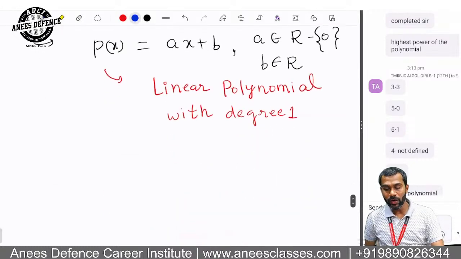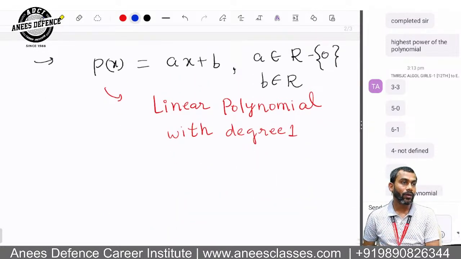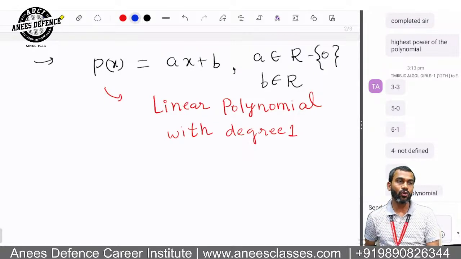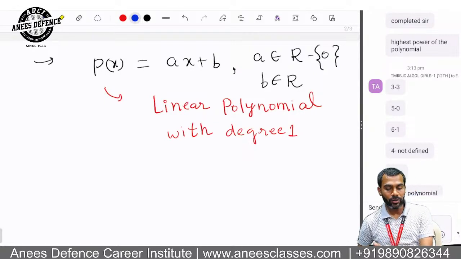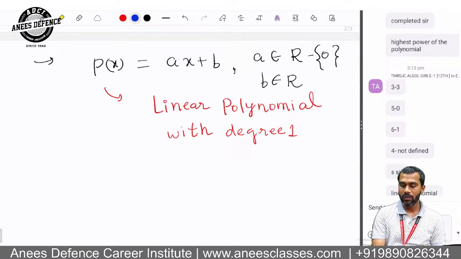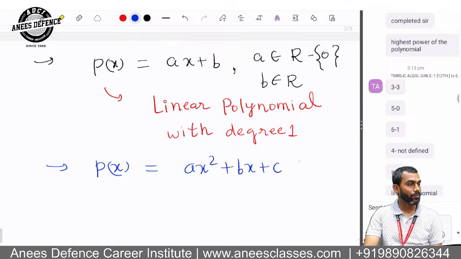Okay. Now what about linear, meaning degree 1? A should not be 0 here. Why? Because if A becomes 0, then it becomes constant polynomial. Yes or no? So for this polynomial to be a linear polynomial, A should not be equal to 0. It can be any real number. Now next, our topic. P of x is equal to, tell me, ax square plus bx plus c. Yes or no?